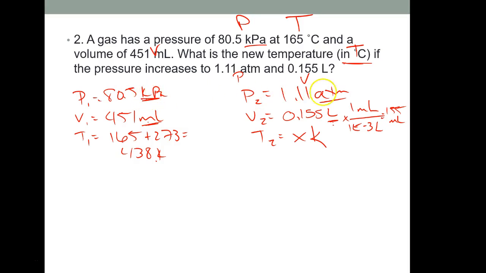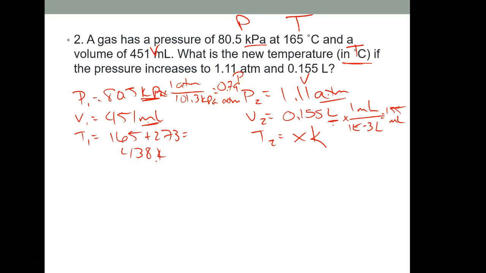Now I need to change my pressures, and it doesn't matter which one you choose, because everything that's happening here other than temperature is multiplication or division. And that's all, whatever the term is, associative, commutative, something like that. So I'm going to change the kPa. 1 atmosphere is 101.3 kPa, and you get 0.79 atmospheres. Now my units all match.